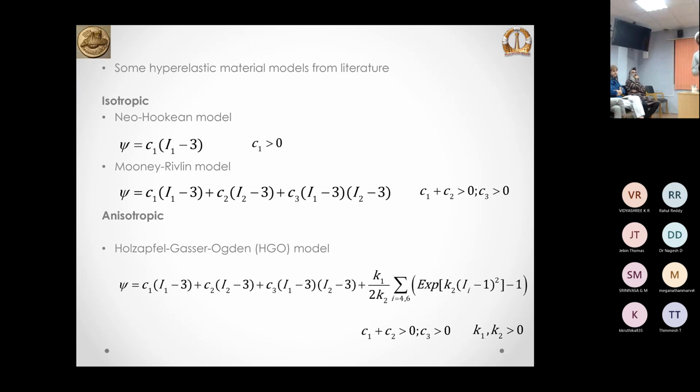Some materials I'm showing from the literature. For isotropic, let's say the neo-Hookean model, it looks like this: C1 into I1 minus 3, and C1 positive.